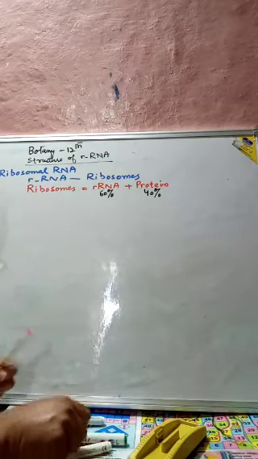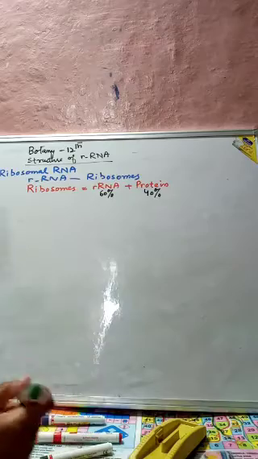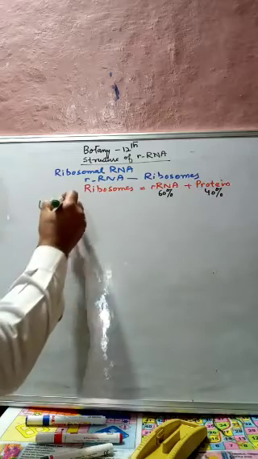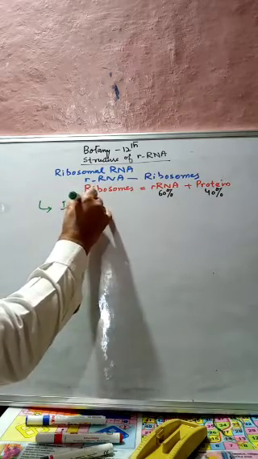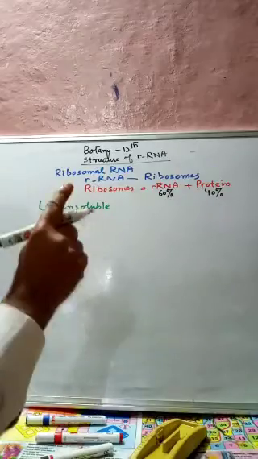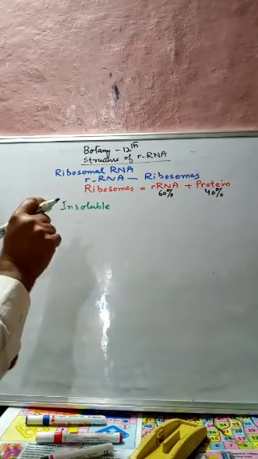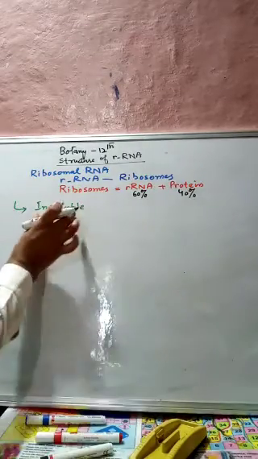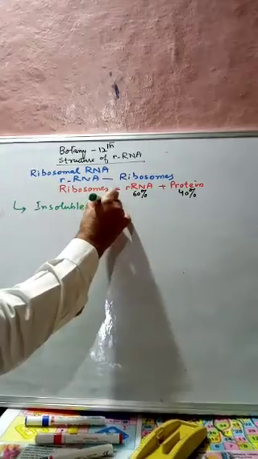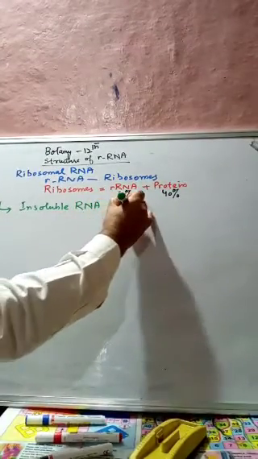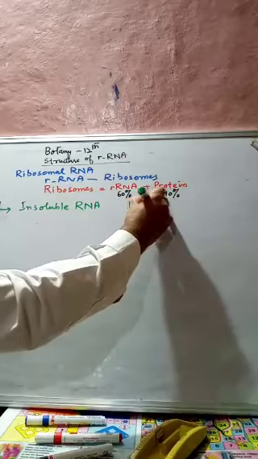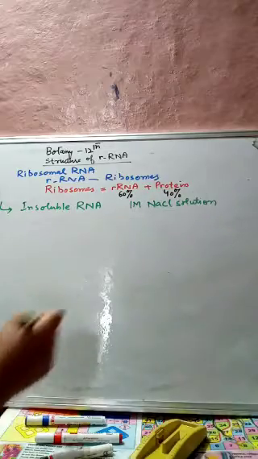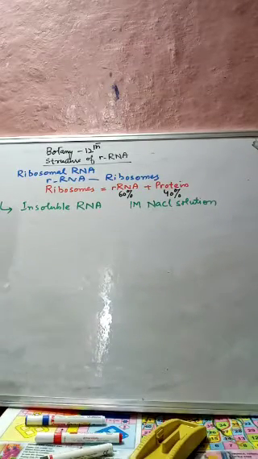Now one more feature: this rRNA is insoluble RNA. When we talked about tRNA, we said that it is also called soluble RNA because it gets dissolved in 1 molar NaCl solution. Now this is the insoluble RNA, as it does not get dissolved in 1 molar NaCl solution. This is the second feature.